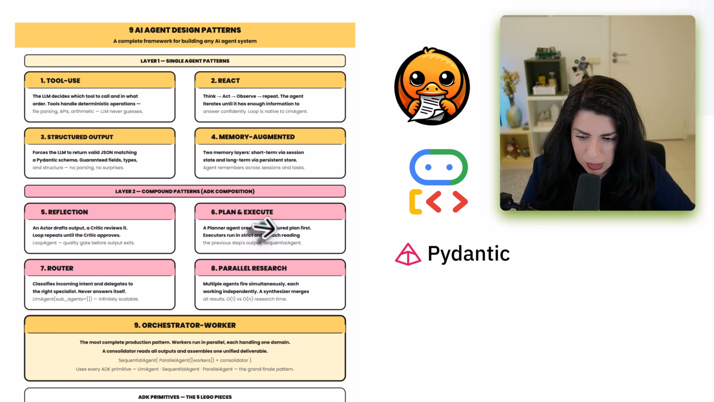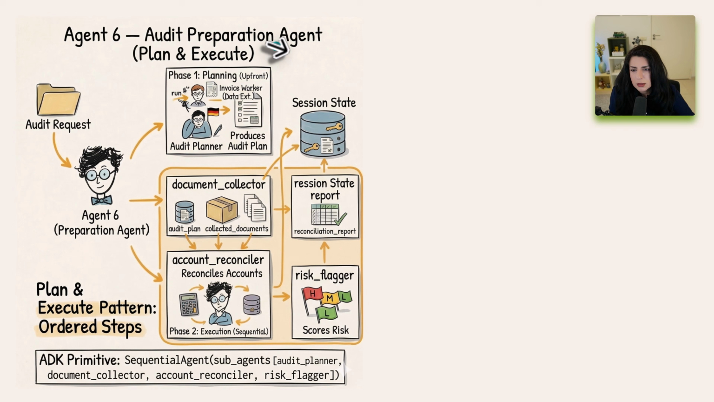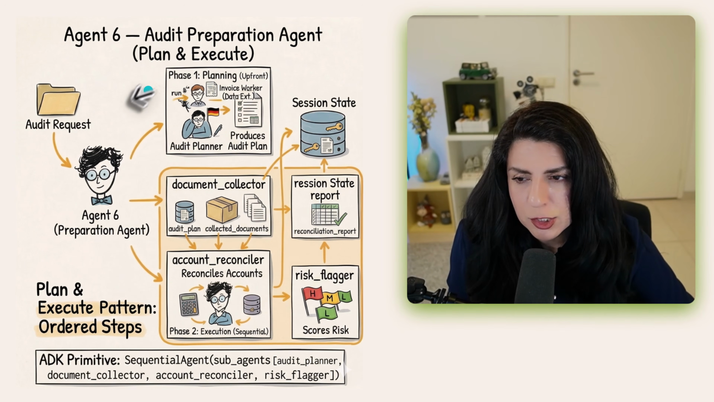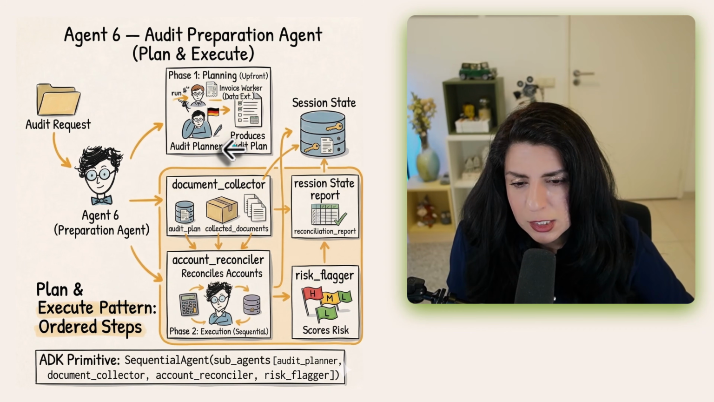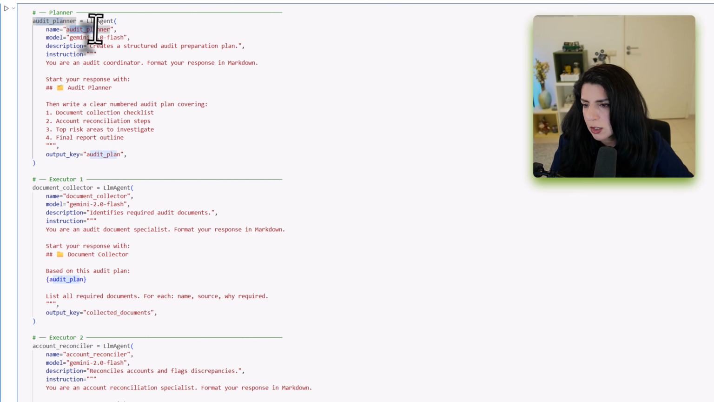We're going to go to the next one, which is plan and execute. So what we do here, we ask an audit request. We have a planner. We will collect, reconcile, and flag the risk. I will get back to the audit when it's ready. So this is an audit preparation agent. And this agent will basically first plan what kind of things need to be done, do things like document collector, account reconciler, and a report.